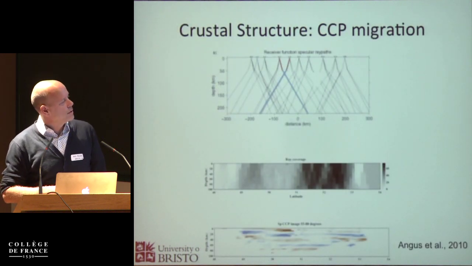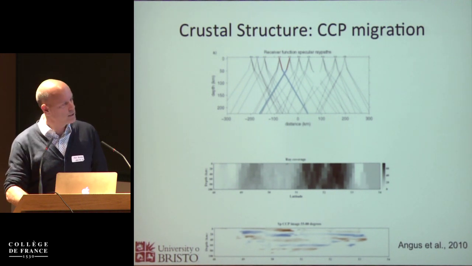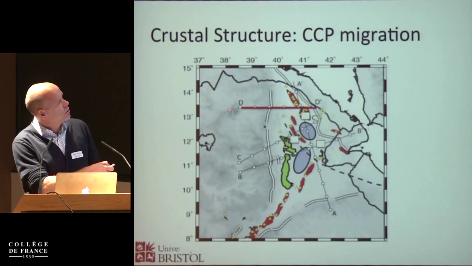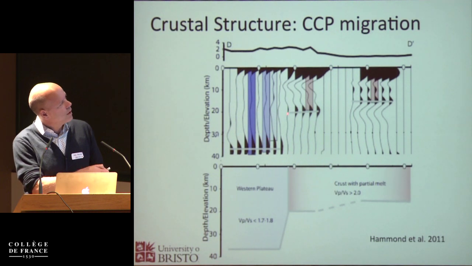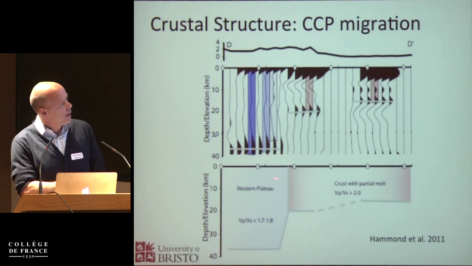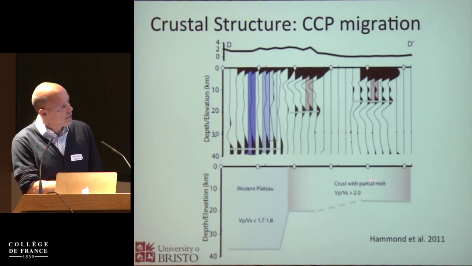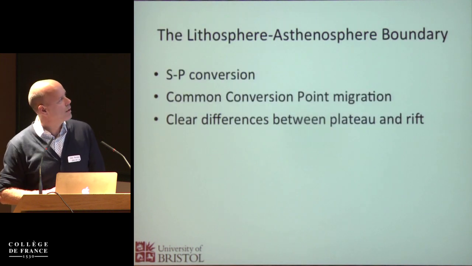As Stefan and Kate described yesterday, we can use common conversion point migration methods with the receiver functions to better look at the topography. This is just one profile from the Ethiopian plateau across into Afar, and it shows you the abruptness in the Moho thickness. It really is incredibly sharp. We go from these more normal VP-VS ratios to crust that's really laden with melt. And we now understand that most of the melt's in the lower crust and not so much in the upper crust. But I won't talk about that.